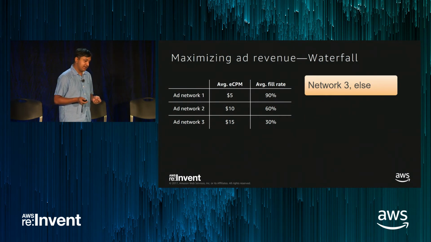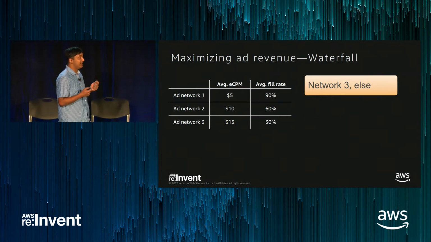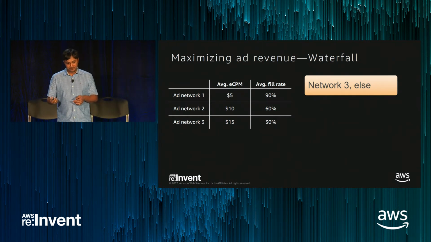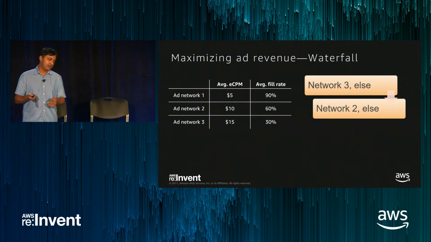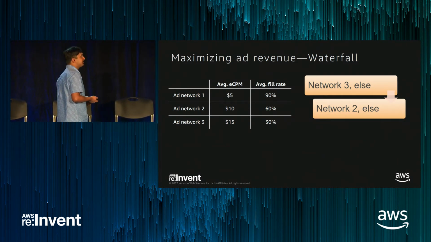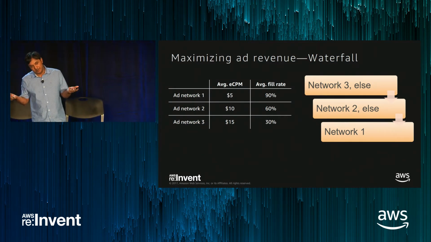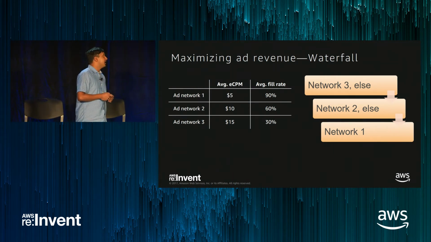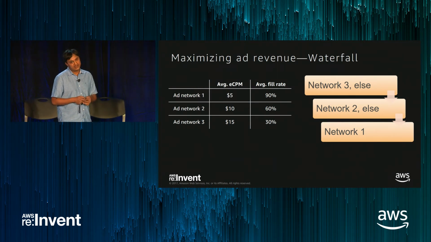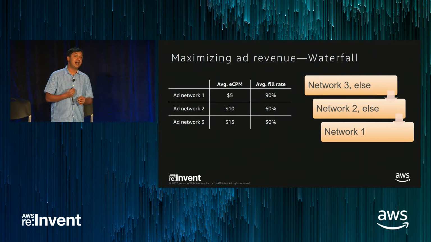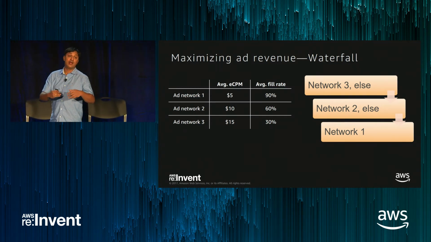And then what you do is you start with the network with the highest CPM. If the network does not have an ad, you go to the next network with the highest CPM. And if that does not have an ad, you go to the third. Now, this approach is called the waterfall. It's probably an obvious metaphor. It is a pretty popular way of maximizing ad revenue from multiple networks. There are other ways that are coming up. In some cases, app developers ask the network what CPM they're going to provide ahead of time.